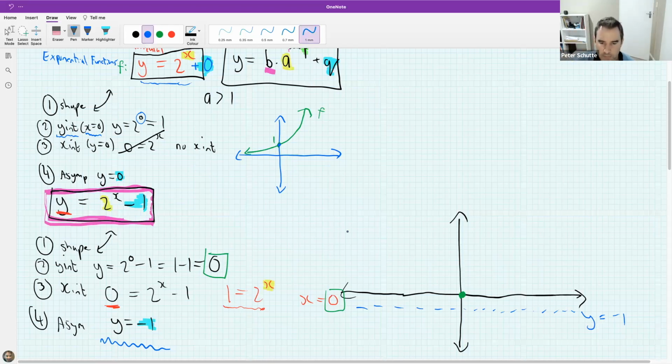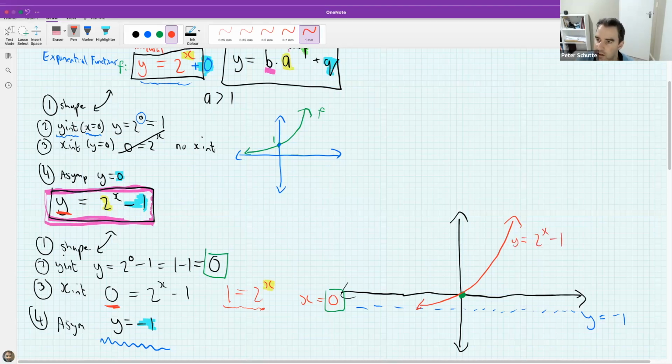And so when I'm drawing it, I know what the shape is. The shape is this upward trend, but I may not cross this dotted line. So I may not cross it, and I basically get the equation y equals 2 to the x minus 1.